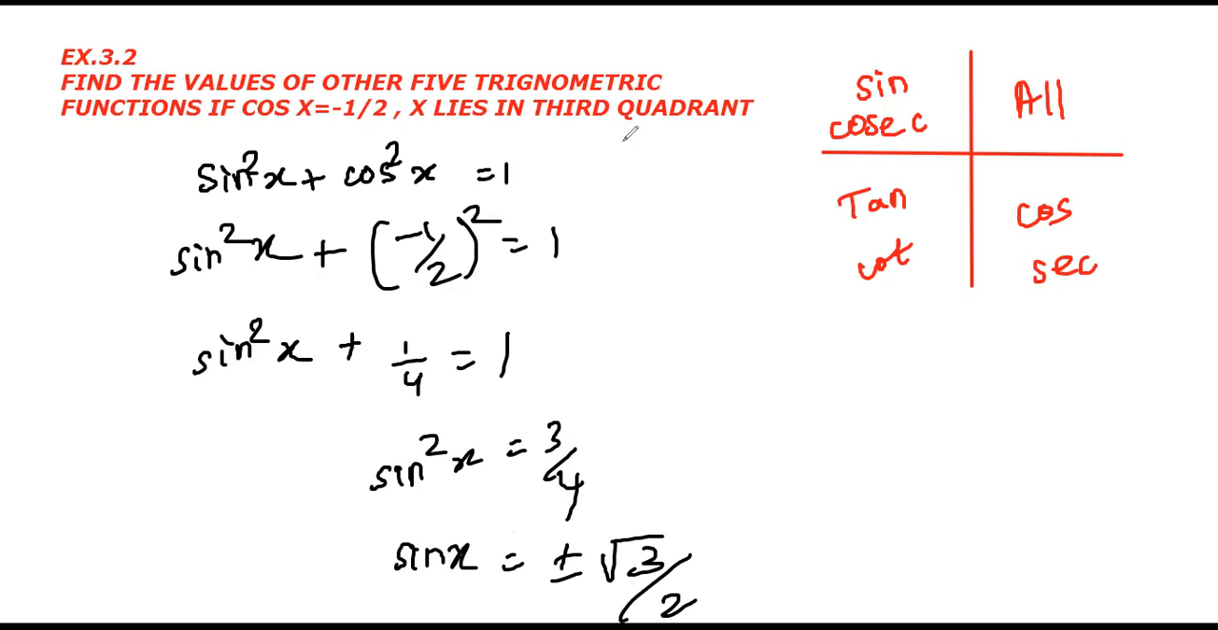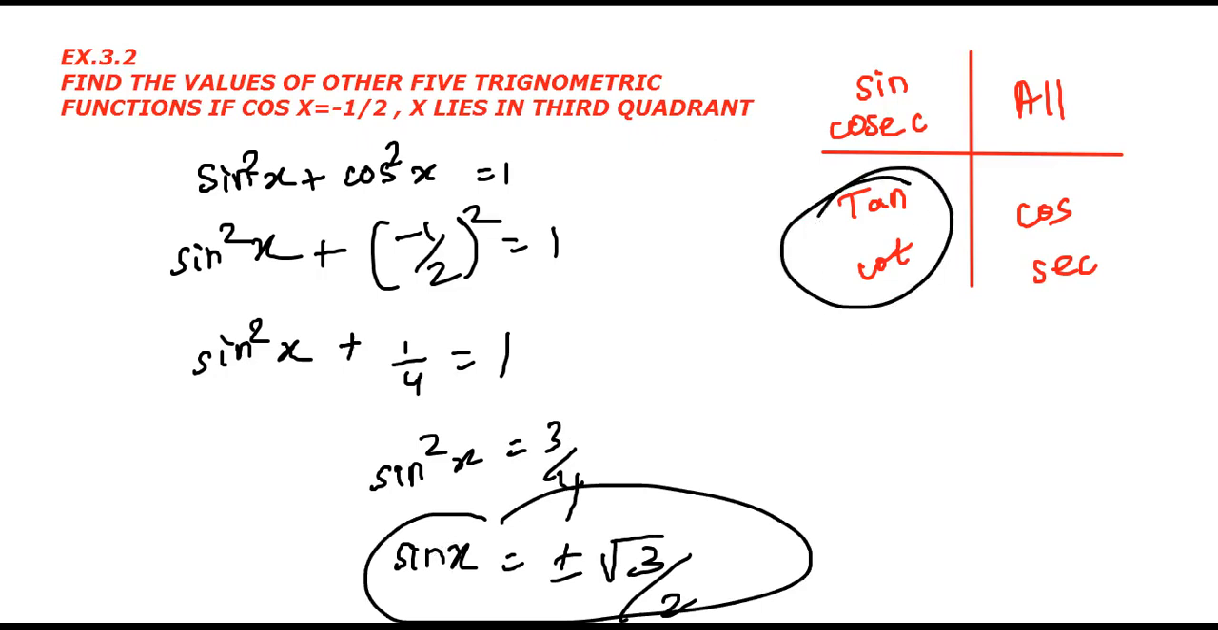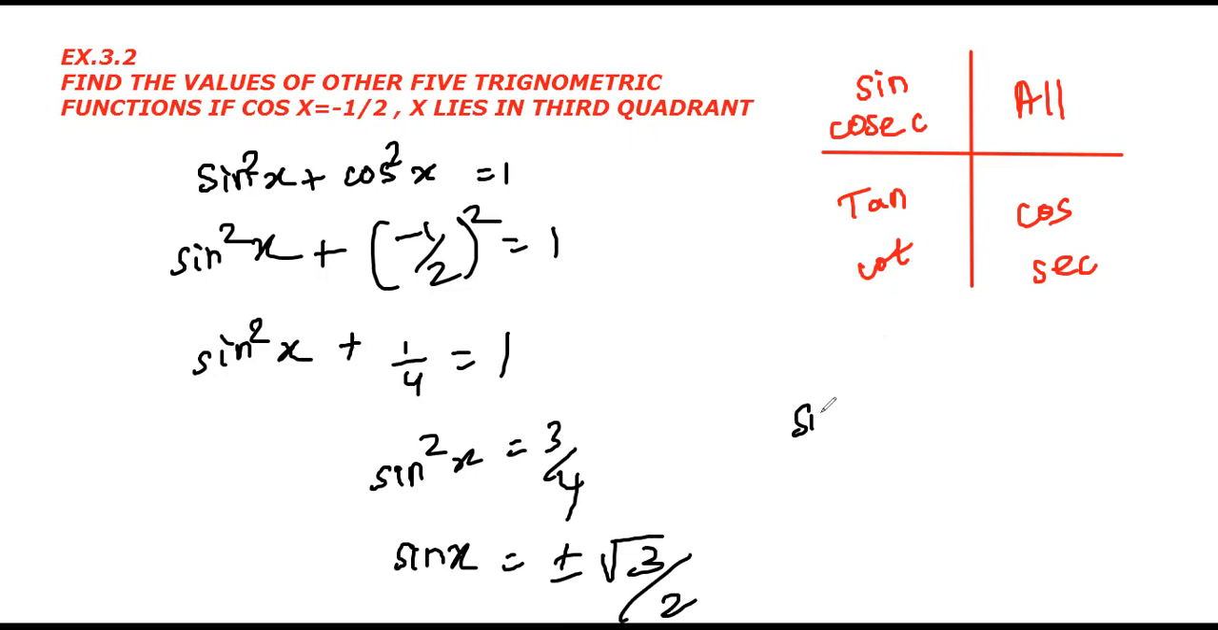Since x lies in the third quadrant, you will check for the sign. What about sine in the third quadrant? It's negative, isn't it? So you will consider your answer as the negative one. So as this is your answer, now you know what is sin and what is cos.